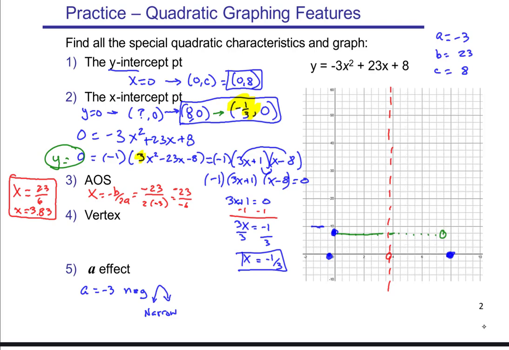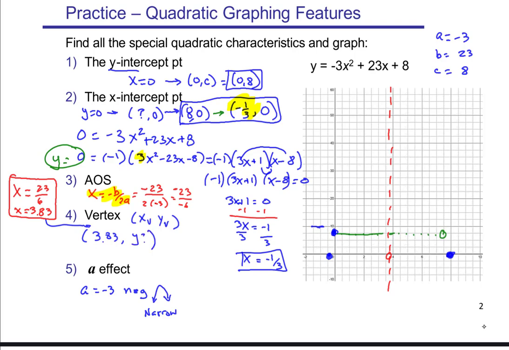Okay, one more thing. We need to find the vertex. Now, we've already found the x part of the vertex, because the x-coordinate for the vertex is the same as the axis of symmetry x number. Okay, so this is definitely going to take some calculator work, though. The vertex point, 3.83, that's the x part. Now I have to find the y part. How do we get the y point?